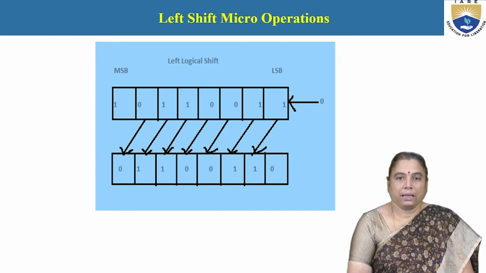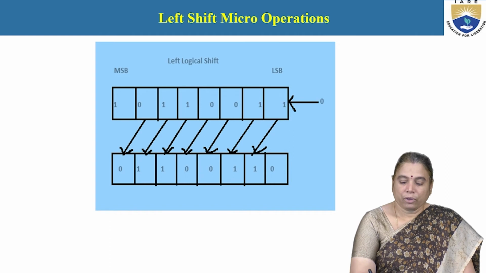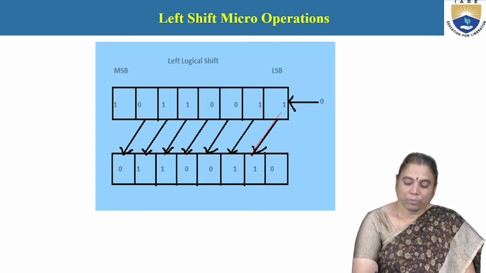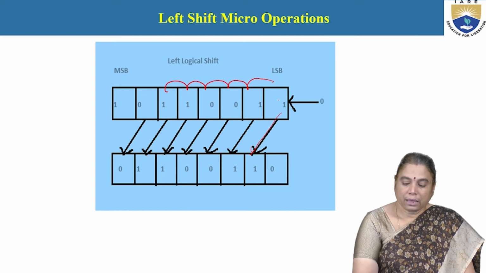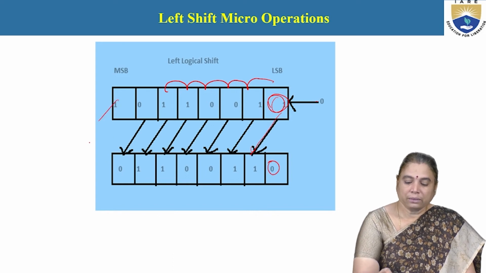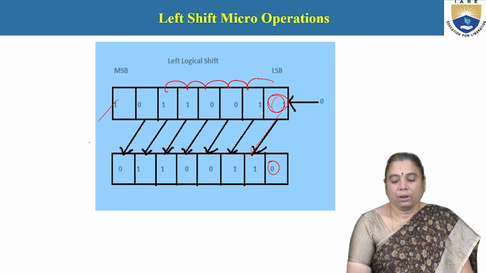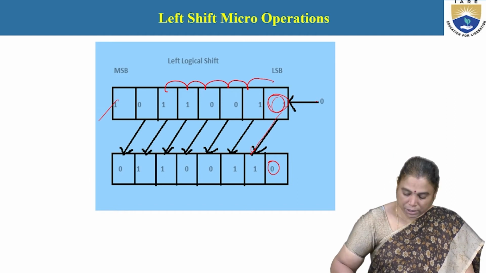Now consider the example of the left shift micro operation. Here each bit has to be moved to the next successive position towards the right like this. So here an empty position is created at the LSB. That position can be filled with a 0 and the MSB position can be discarded in case of the left shift micro operation.